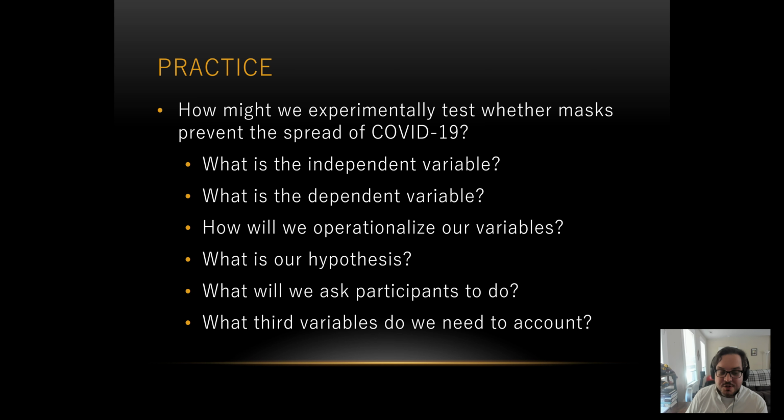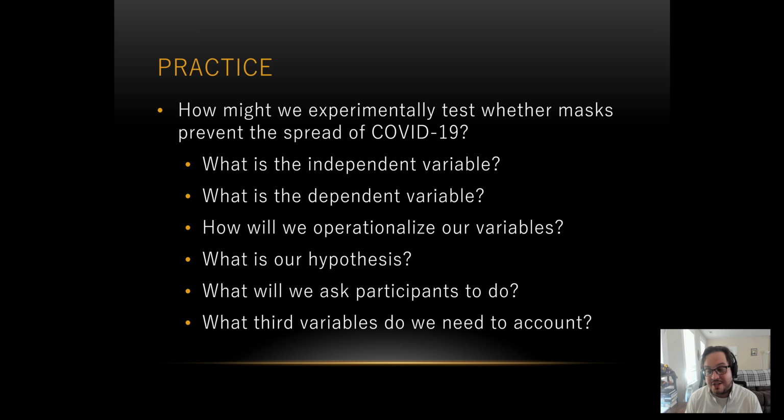That's asking them what to do. Then, at the very end, you should also ask yourself, what third variables do we need to account for that we're not accounting for already? For example, do we need to confirm that people are spending an equal amount of time outside and actually interacting with the public? Is that something that you should measure to at least account for, to make sure that your groups are actually equal on this?